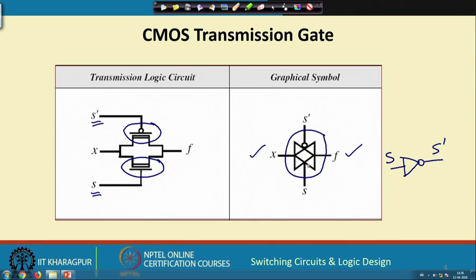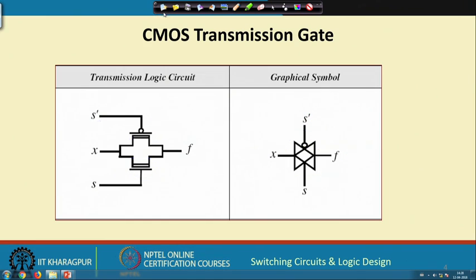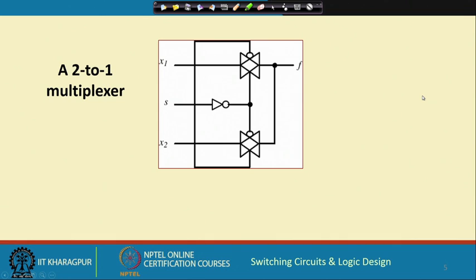You can see in one case there is no bubble, which means if S equal to 1, the N type is selected, and the bubble is for the P type transistor. If S bar is 0, then this is selected, right. Now, using these transmission gates, you can very easily implement multiplexers. Let us look at a simple 2 to 1 multiplexer. Now you see how it works.